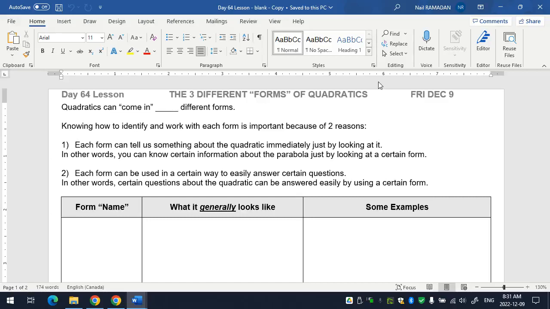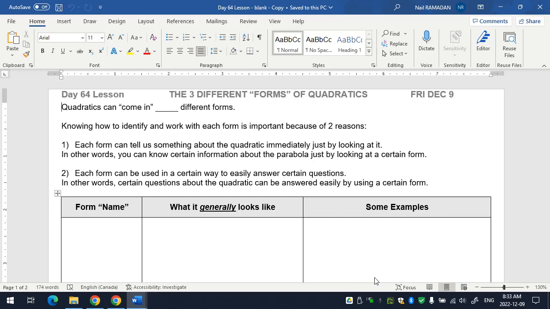So today's lesson is another continuation of quadratics. Today we do the lesson of what? Different forms or shapes of quadratics. They never call them shapes. They always call them forms.